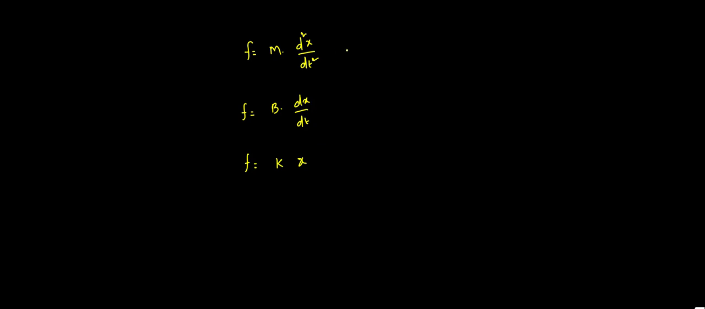If these are not tied to a reference, then the formula will become m into d square by dt square of x2 minus x1, then b into d by dt of x2 minus x1. You can also write x1 minus x2, there is no problem. It depends upon which is the bigger element. And then k into x2 minus x1. So these are the three things that you need to keep in focus when you are trying to solve any sort of system.